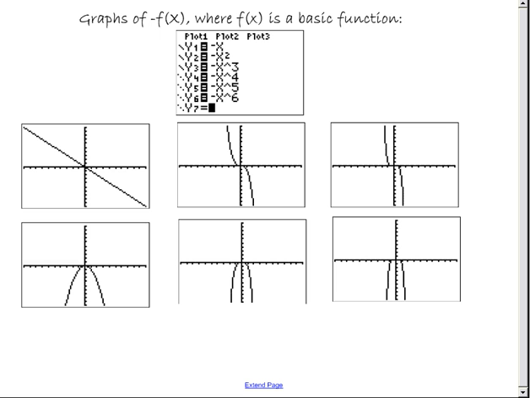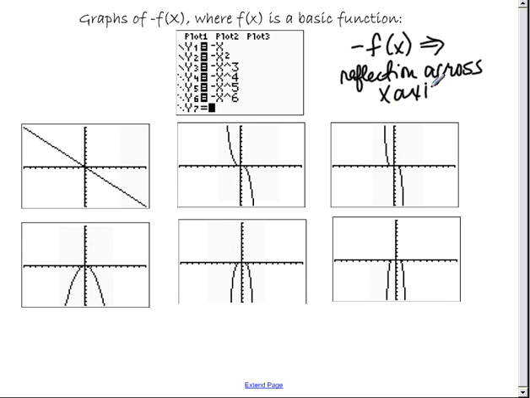Let's see if we can notice some more similarities. Now we're going to look at graphs of negative f of x, where f of x is a basic function. So all those previous graphs that we just had, I've made the opposite. And if you remember what happens for negative f of x, we talked about this earlier, that negative f of x is really the reflection across the x-axis, right? And so look what happens when we have y is equal to negative x. That previous graph just flips over and becomes y is equal to negative x.